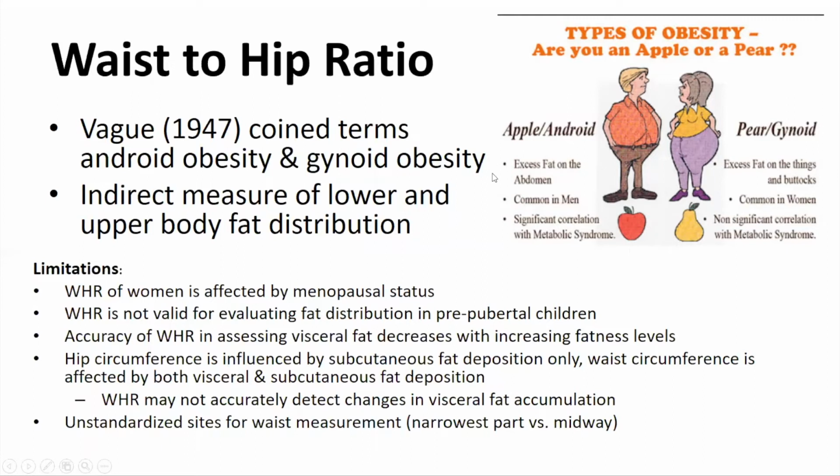An apple or android-shaped body is associated with excess fat around the abdomen, which is common in men. And there's a significant correlation with visceral fat in the abdomen with metabolic syndrome. Metabolic syndrome being a collection of diseases, including cardiovascular disease, type 2 diabetes, hypertension. Pear or gynoid-shaped bodies are where excess fat is carried around the thighs and the buttocks, and this is common in women. And this is not associated with an increased risk of metabolic syndrome.